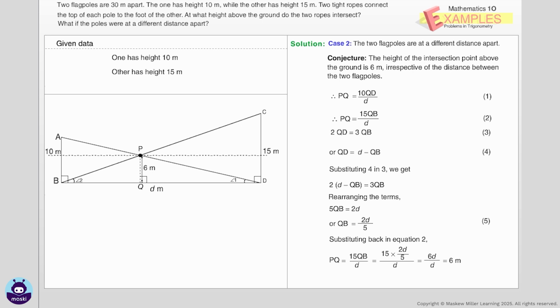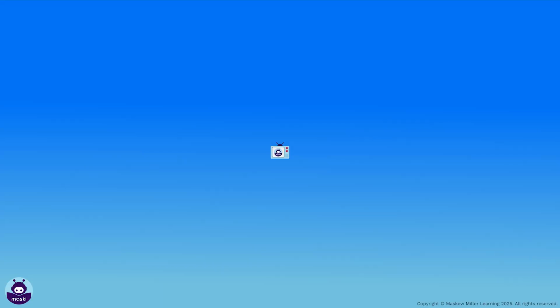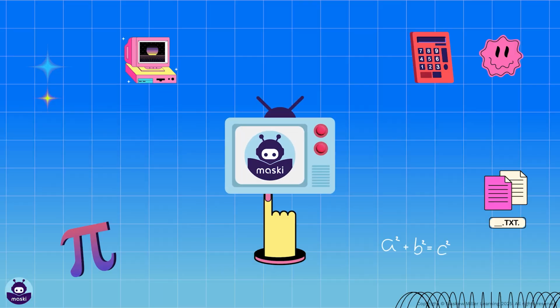We see that D has disappeared from the equation, which means that the height of the intersection point does not depend on the distance.